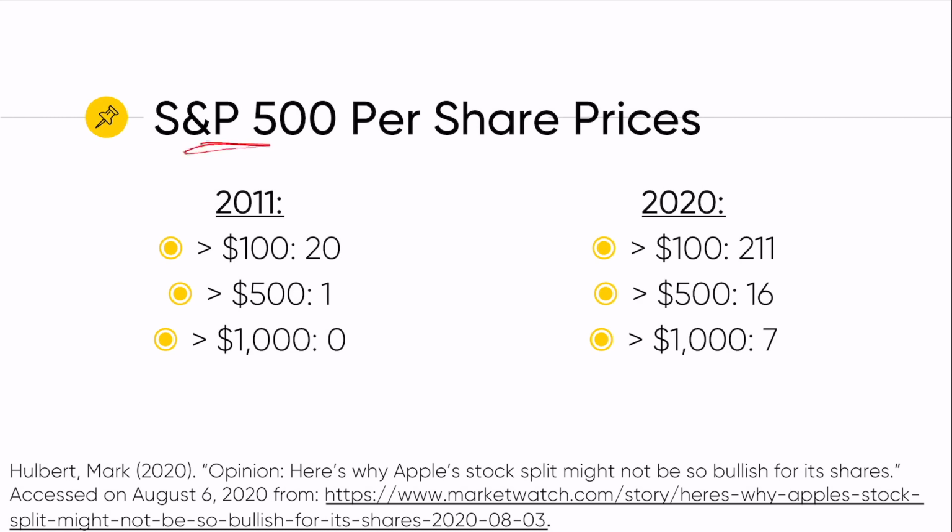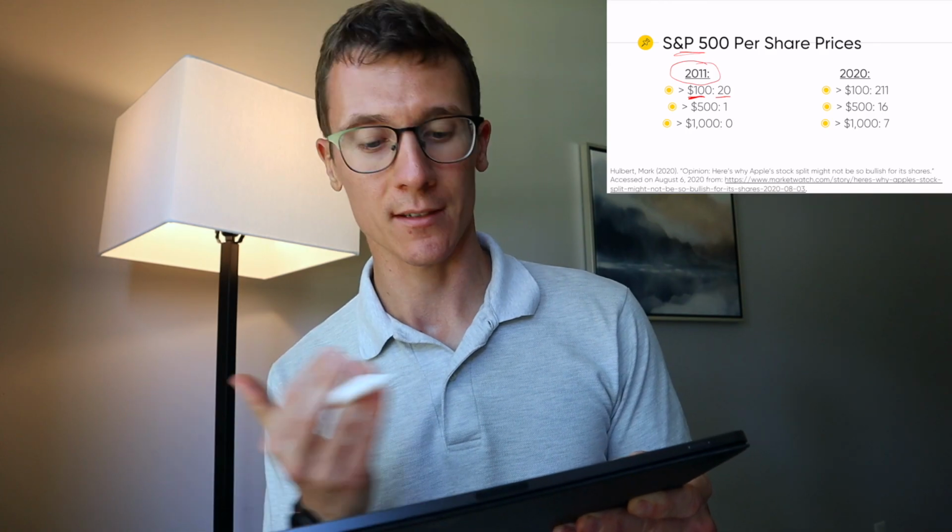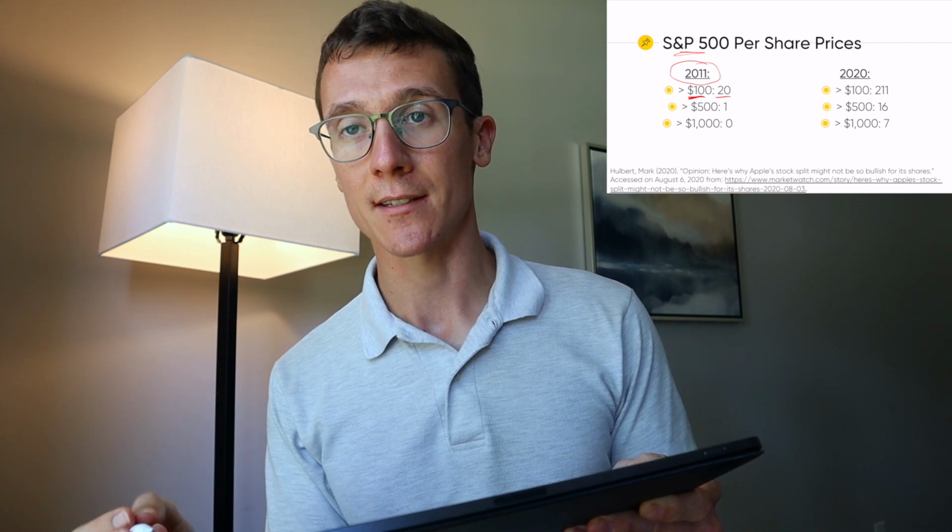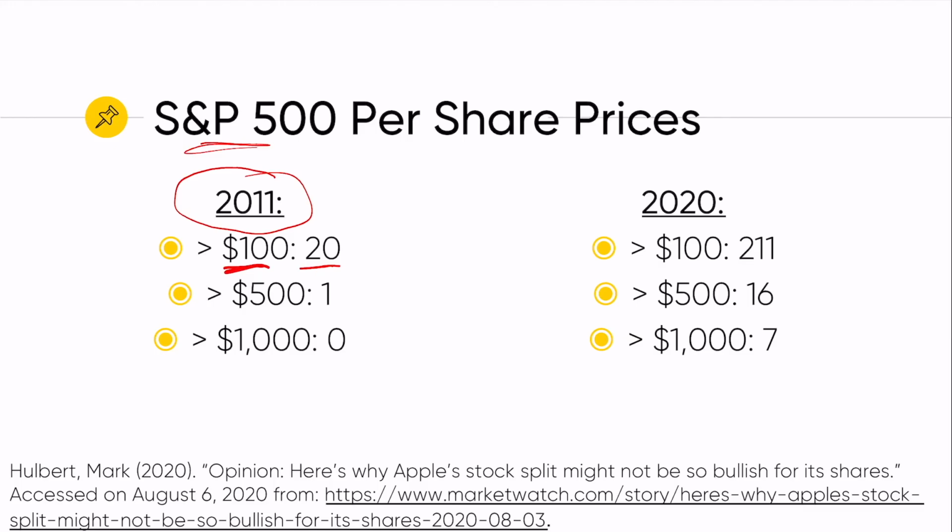So in the S&P 500, Hulbert found that in 2011, there were 20 stocks that had a per share stock price of greater than $100. So the vast majority of companies, 479 of the 500 companies, had a per share stock price below 100. 20 had a stock price above 100, and only one stock had a share price above 500.